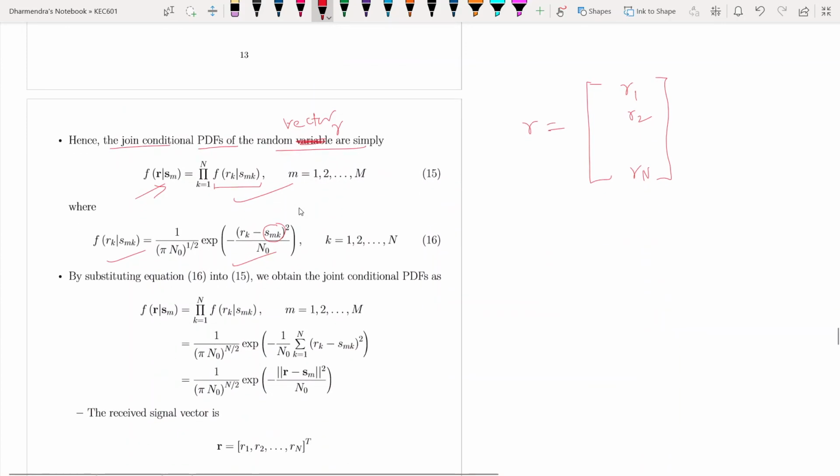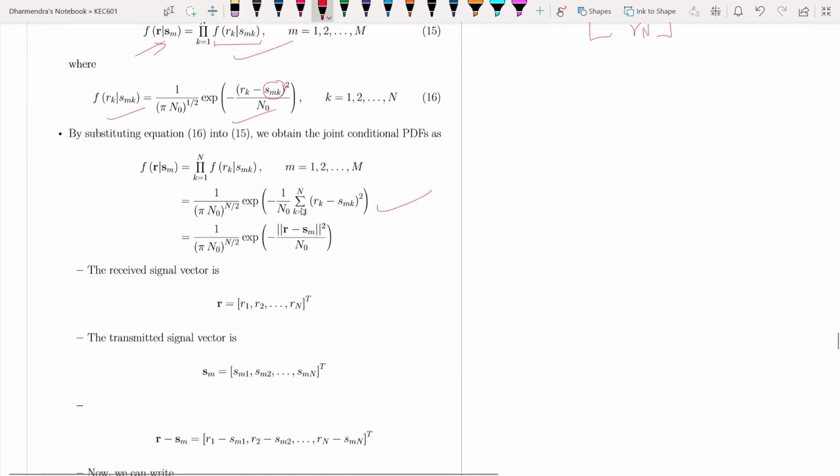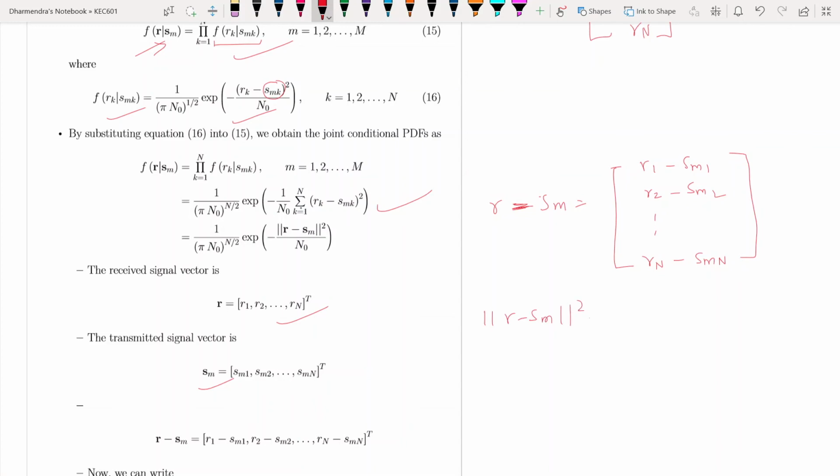Okay, substitute equation 16 into 15. After simplification, I can write like this, and this can also be written in vector form, because this is vector R and this is vector Sm. If I subtract, I will write R1 minus Sm1, R2 minus Sm2, and so on, up to RN minus SmN, like this. If I write the squared norm, that will be the sum of the squares of each component in this vector.